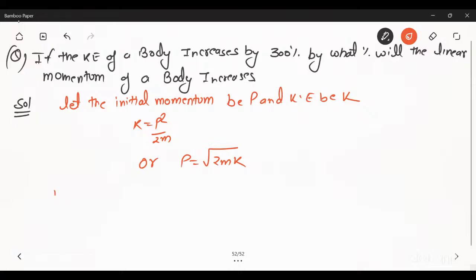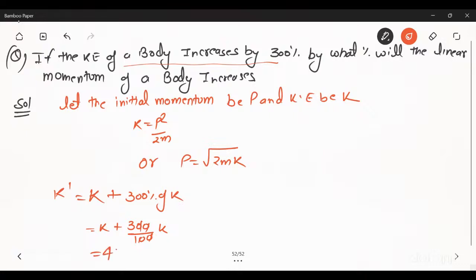Now the new kinetic energy is increased by 300%. Means initially it is K and then we have increased it, means 300% of K. So K plus 300 upon 100 of K. So I will get K plus 3K as 4K as the answer. So the K dash will be 4K. That means the new kinetic energy will be 4 times the old kinetic energy.